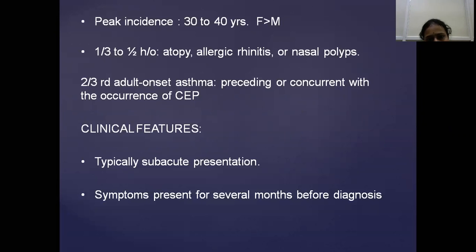And females are more commonly affected than males. One-third to half of the patients have a history of allergy or atopy or nasal polyps, and the remaining two-thirds have a history of asthma, preceding or concurrent with the occurrence of chronic eosinophilic pneumonia. The typical clinical features are a subacute to chronic presentation. The symptoms are present for several months before the diagnosis. So it is chronic without any underlying etiology.